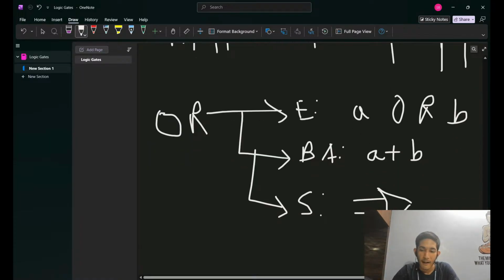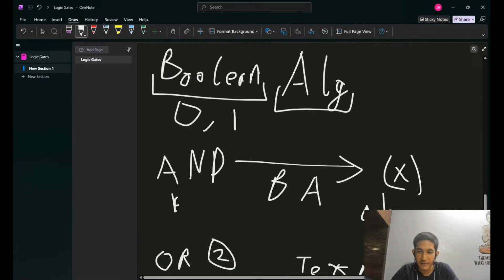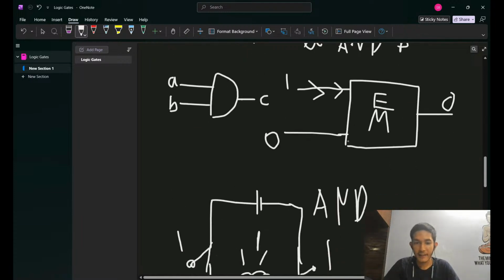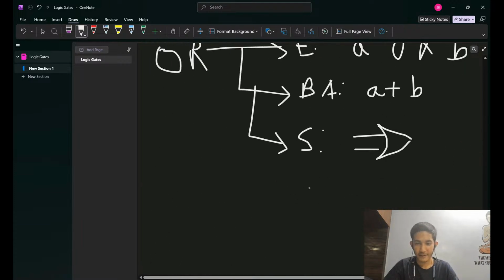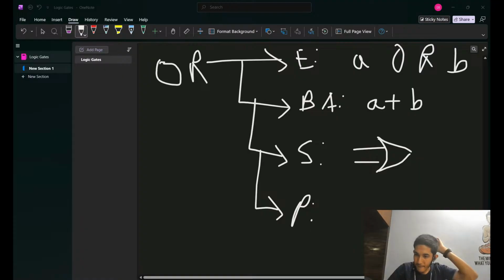Now, how can we build this in physical form? I should also note this down that AND gate cannot be built in physical form, as I said. So we also need a physical form. So what's the fourth way, for physical form? Can anybody say?